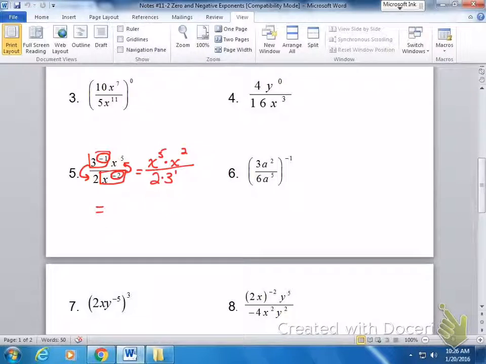Now, there is some multiplication to do here. x to the 5th times x squared. We add exponents. You get x to the 7th. 2 times 3 to the 1st is just 2 times 3, which is 6. x to the 7th over 6.